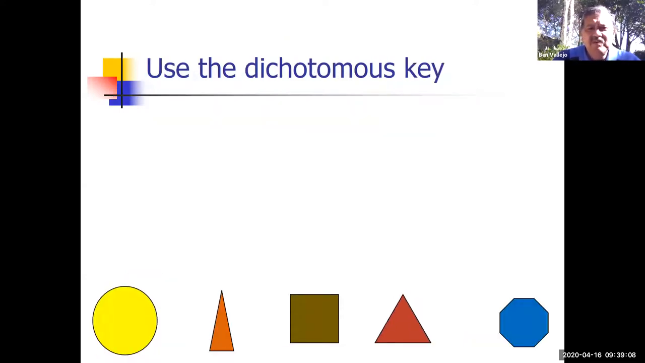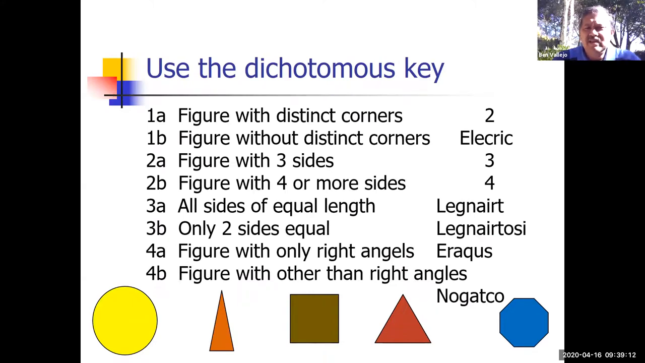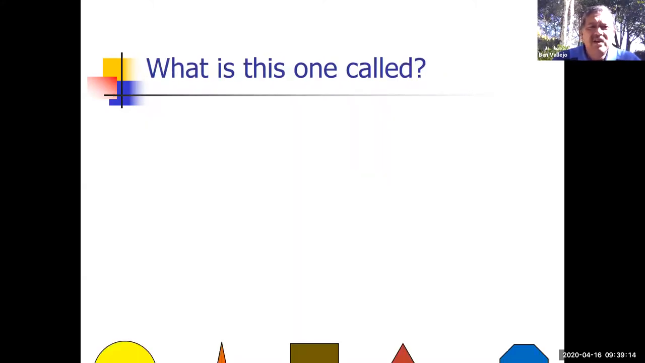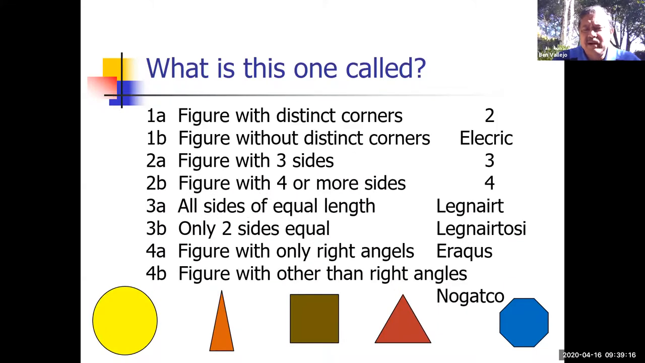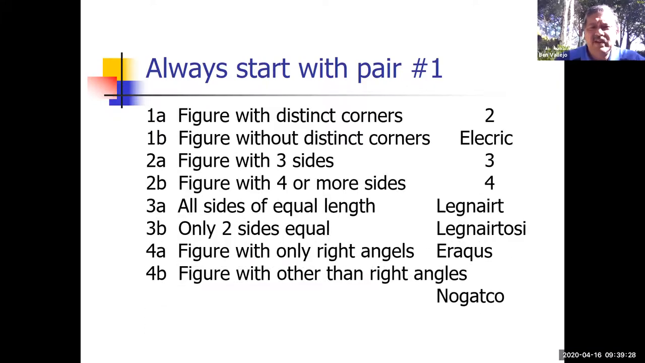Well, here's the thing. We're going to use our dichotomous key to name these guys. And so we're going to take a look at the one in the bottom right corner, the one that looks like a stop sign, but it's blue. When you use the dichotomous key, you always start with the first pair because one is true and one is not. So here's 1A, 1B, and for our organism right there.